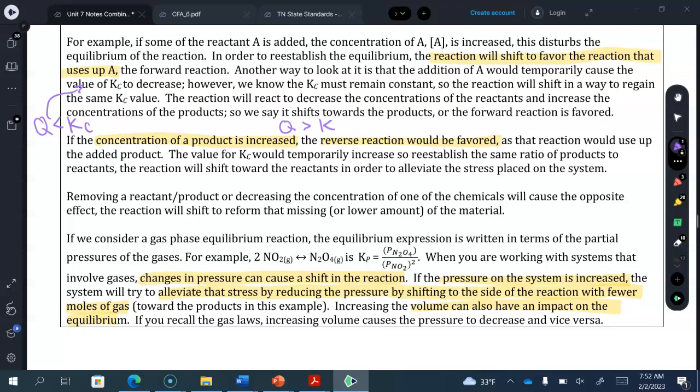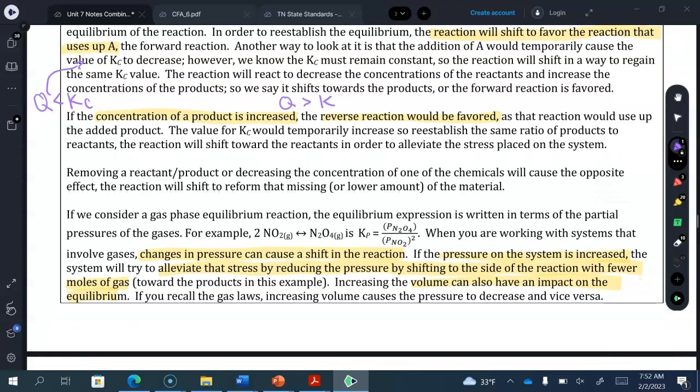If we consider a gas phase equilibrium reaction, the equilibrium expression is written in terms of the partial pressure of the gases. So for example, we have this reaction where Kp is equal to the pressure of dinitrogen tetroxide divided by the pressure of nitrogen dioxide squared. When you are working with systems that involve gases, changes in pressure can cause a shift in the reaction. If the pressure on the system is increased, the system will try to alleviate that stress by reducing pressure and shifting to the side with fewer moles of gas. In this case, that is the product side.